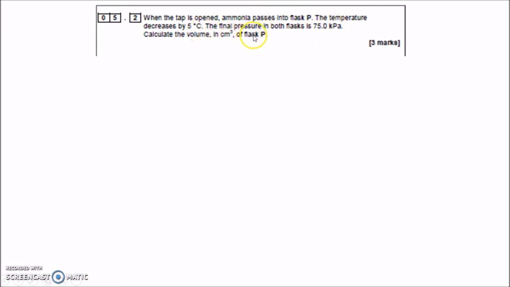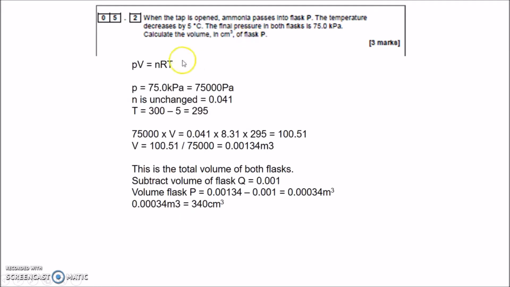Calculate the volume in centimetre cubed of flask P. Well, I can calculate the whole volume, so PV equals nRT. Pressure is 75,000 pascals, so I've taken the 75 kilopascals, multiplied by 1,000 to get a large unit value down into a smaller unit value. Number of moles isn't changed. All I've done is just open the tap and made new space, new volume available. I've not changed the number of moles of ammonia at all. So that's exactly the same, 0.041. Temperature has come down by 5 degrees C, which is the same as coming down by 5 Kelvin, 295. So now I can start putting these numbers in.